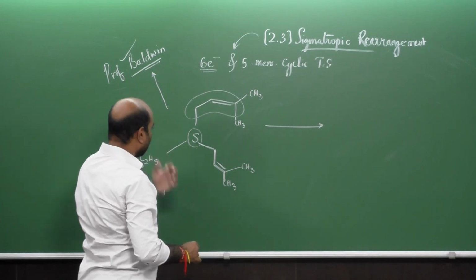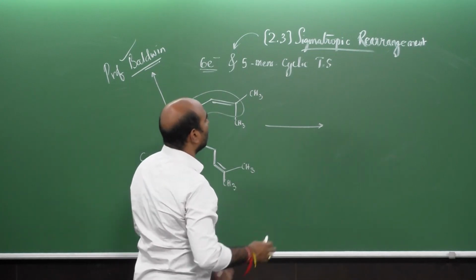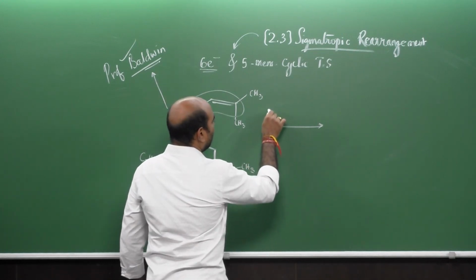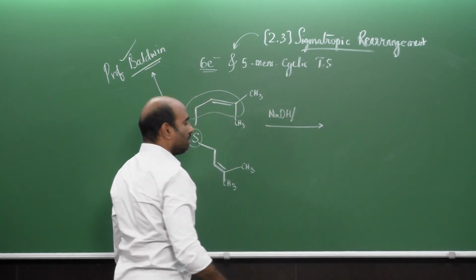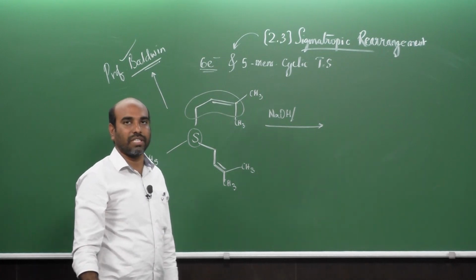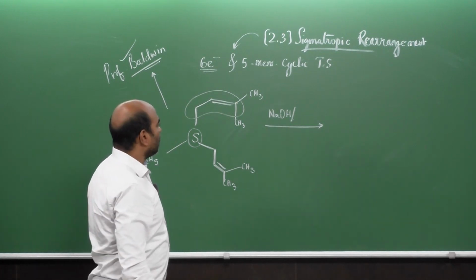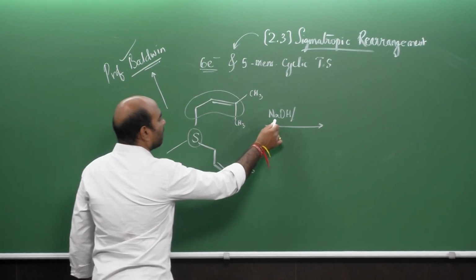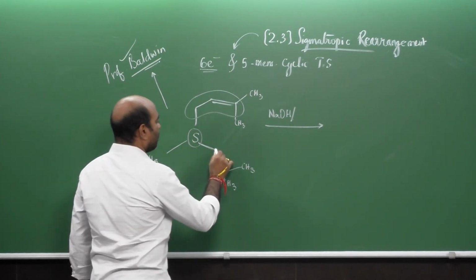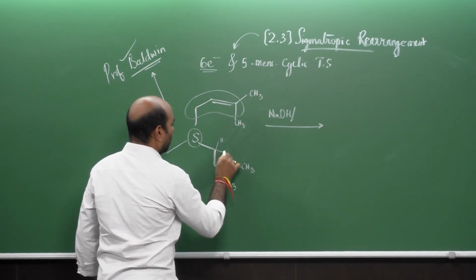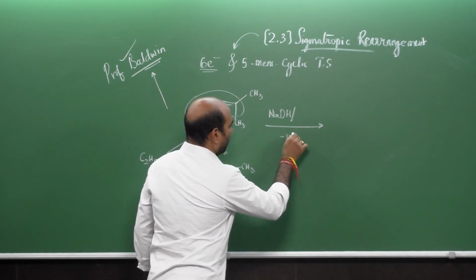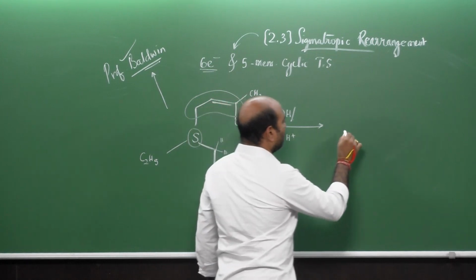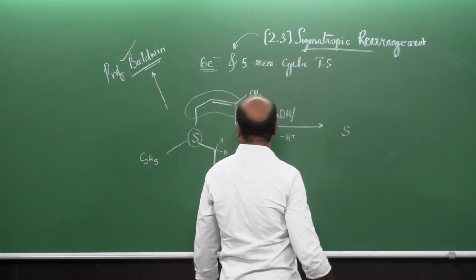What happens in the first step, before the 2,3 sigmatropic rearrangement, is that such molecules have to be treated with a base. The base will search for acidic protons. You can see the acidic protons here. It abstracts the acidic proton, minus H plus, as a result of which you can see the formation of an ylide.